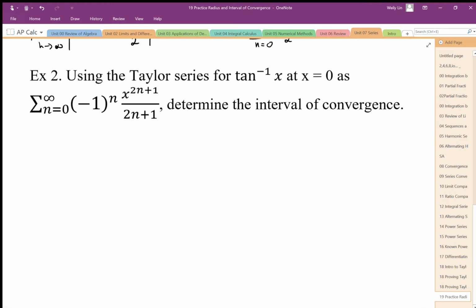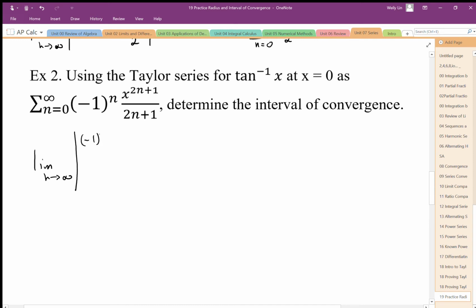So again, in this case we've been given the Taylor series in sigma notation form, so we don't need to generate our own Taylor series sigma notation. We're just going to start with that. So we're going to start with our ratio test. Okay, so then we're going to set up a ratio test, the limit as n approaches infinity.